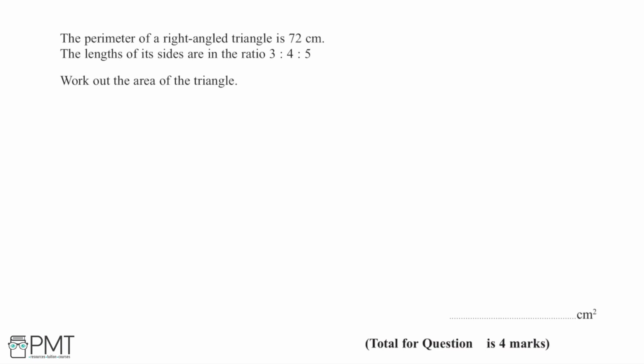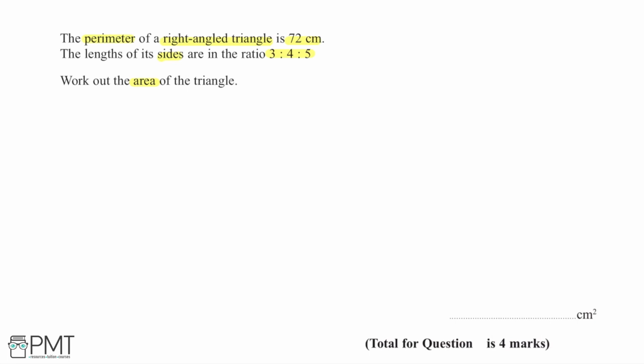So here I'm told that the perimeter of a right-angled triangle is 72 centimetres. And I'm also told that the lengths of its sides are in the ratio 3 to 4 to 5. And I'm asked to use this information to work out the area of this triangle.